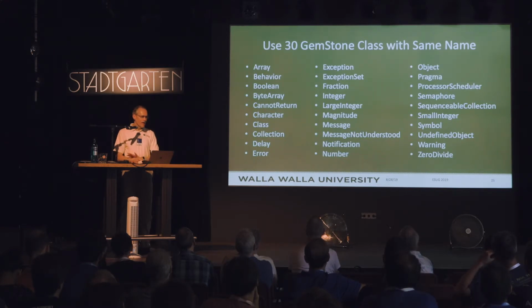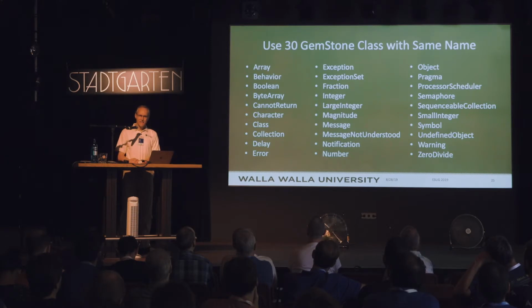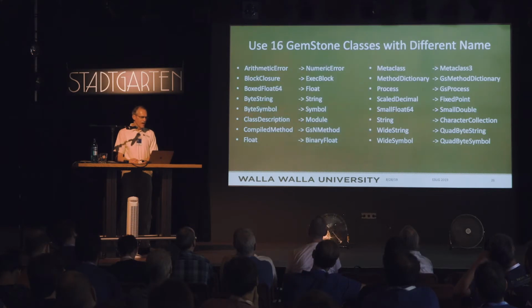There's 30 classes that have the same name, and you'll see things like array, class, meta object, pragma, semaphore, and a number of them are exceptions, errors that are signaled from the virtual machine, so we need to be careful with those. There's 16 classes that actually are mapped to the identical class, but with different names.